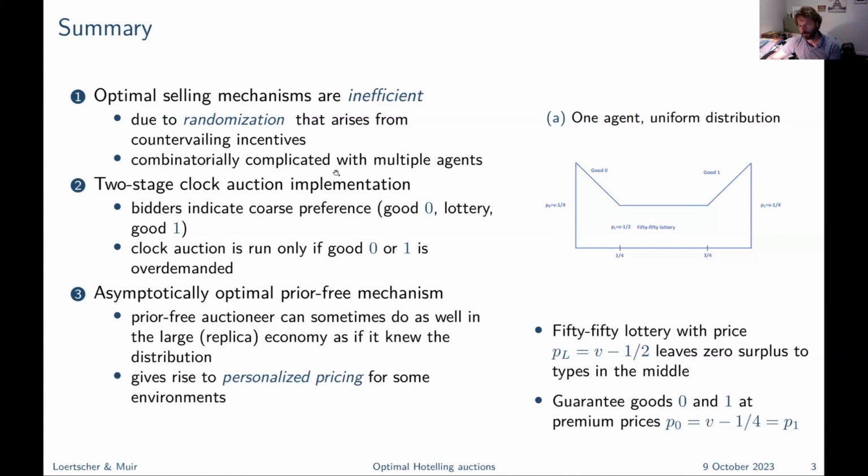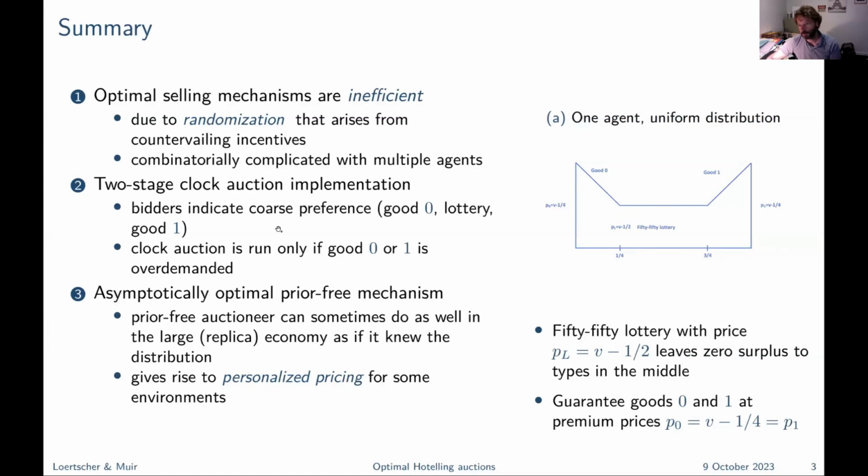With multiple agents, the problem becomes much more complicated because you have to balance the probabilities in the right way, so that you still get these 50-50 lotteries in the right places. So that's the combinatorial complications that arise. That's part of the problems that arise in the general problem.